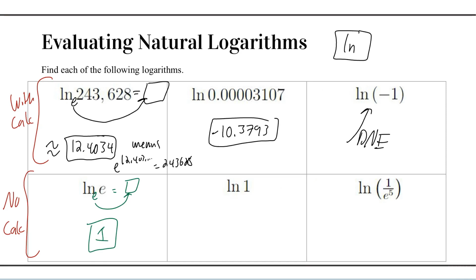I do want to add an extra example in here. So let's say that we had natural log of e to the 11th. Okay, really what you're thinking then is e to what power is going to equal e to the 11th. Well, of course, the only thing that's going to make that true is 11, right? So that's going to equal 11 as a little extra example there.